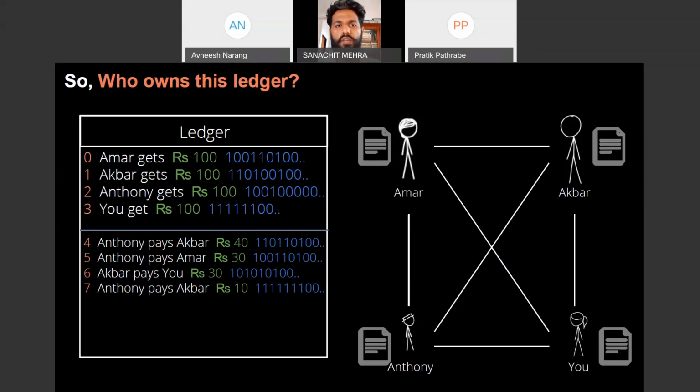And what we're now seeing is everybody owning a database of sorts. But this leads us to a problem. And we'll see what the problem is in the next slide.